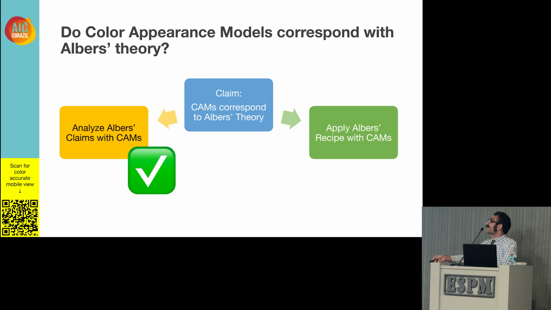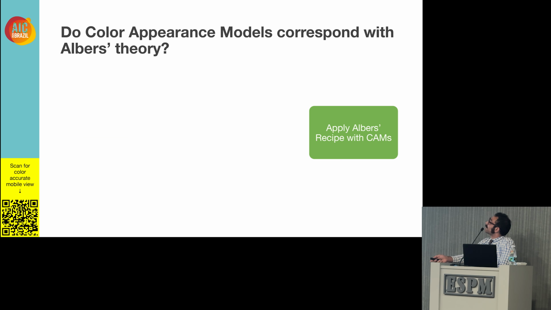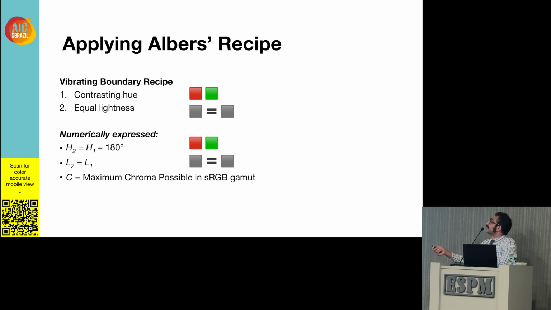But now, in terms of actually applying them, going back to the recipe, contrast hue, equal lightness. We numerically express that by taking the first hue, adding 180, keeping the lightnesses the same, and having the chroma be whatever the maximum chroma is possible in the sRGB gamut.